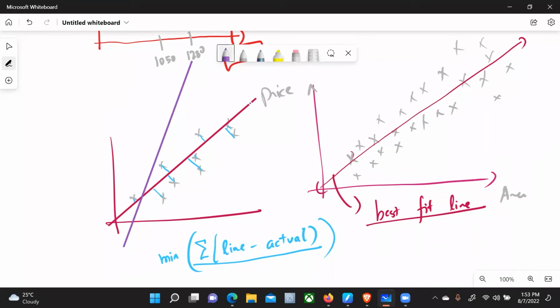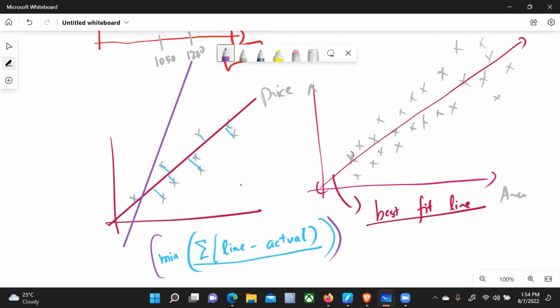Okay, guys, just tell me, is the red line making a better description of the data or the purple one? Red one, of course, right? If you have to define it numerically, how do you even define it? Closer to the point. So this is the gap, or this is the minimization I want you to think about.